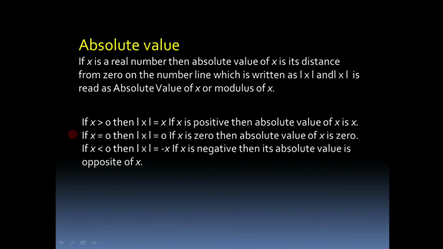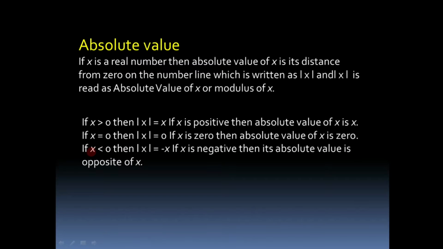Let us illustrate this. If x is greater than 0, then modulus of x is equal to x. That means if x is a positive number, then the absolute value of x is x. If x is equal to 0, then the absolute value of x is also 0. And if x is less than 0, then modulus of x is minus x, as we are considering the distance of that point from 0.